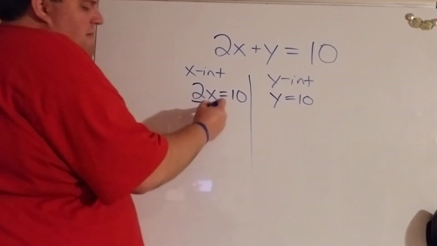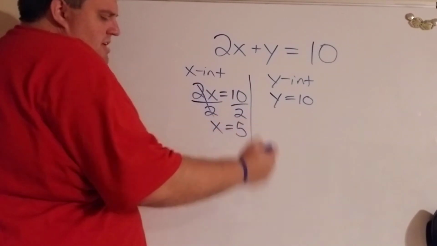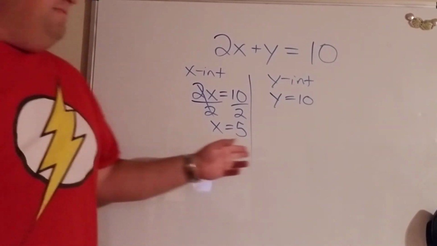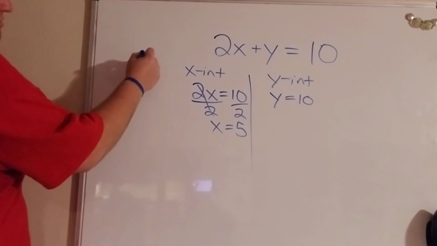Over here, we just got to divide by 2. And we find that x equals 5. So this is going to cross the x-axis at 5, the y-axis at 10. So here's what I'm talking about graphing.